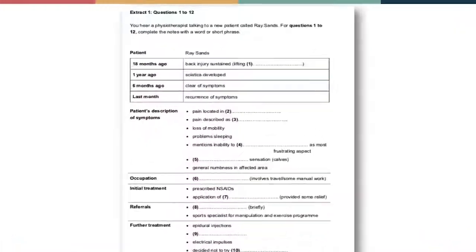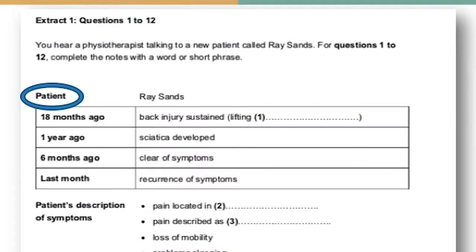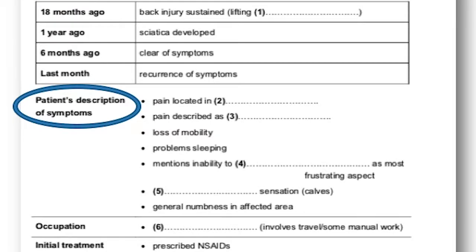You might have noticed that on the left of the medical notes were some headings. These headings are there really just to help you. They give you context and tell you what you're listening to, and it makes it a bit easier if you know that. So for example, the first heading was patient, and as you read down it tells you the main complaint, which is sciatica. It developed a year ago, the symptoms cleared up after 6 months and then they came back last month.